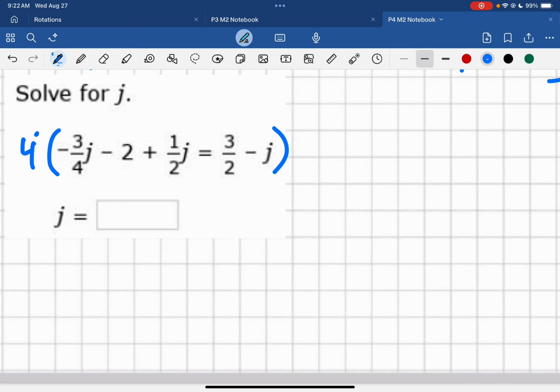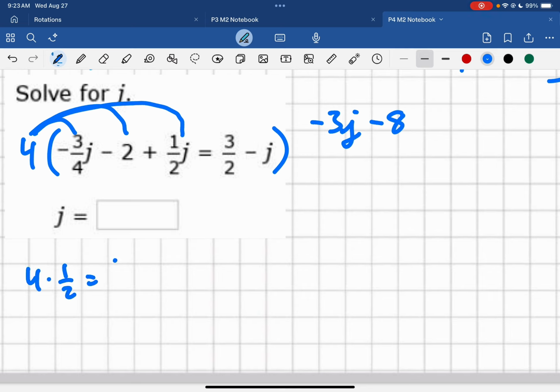When I multiply 4 times the first one, I'm going to get negative 3j. Then I multiply 4 times the second one, I get negative 8. Negative 4 times this one, well, what is half of 4? So 4 times 1/2 would be 4 divided by 2, which is 2. So I get plus 2j.